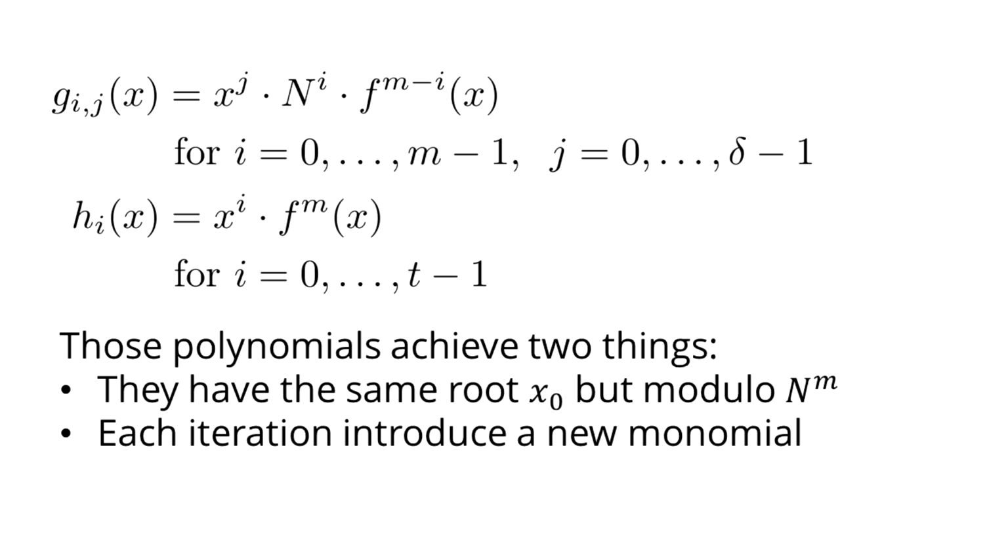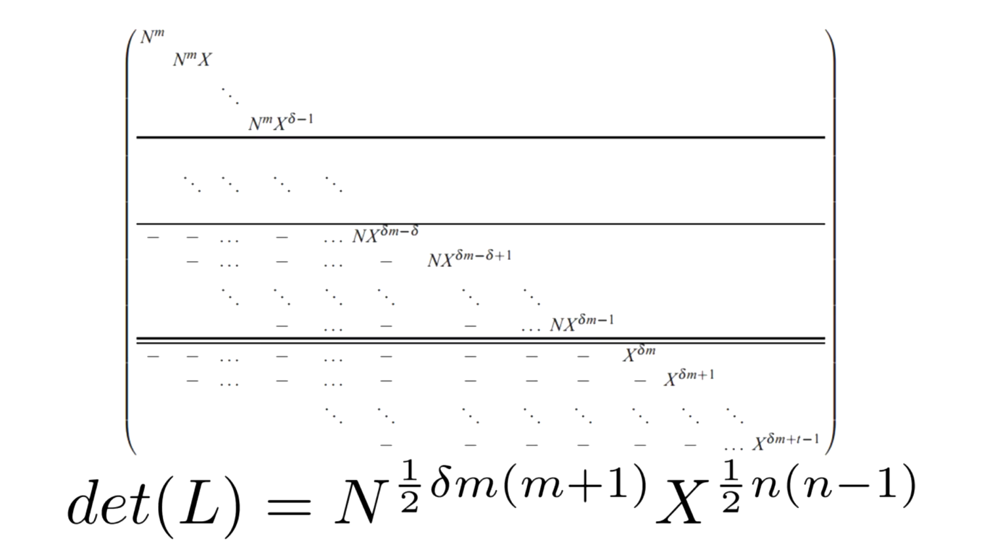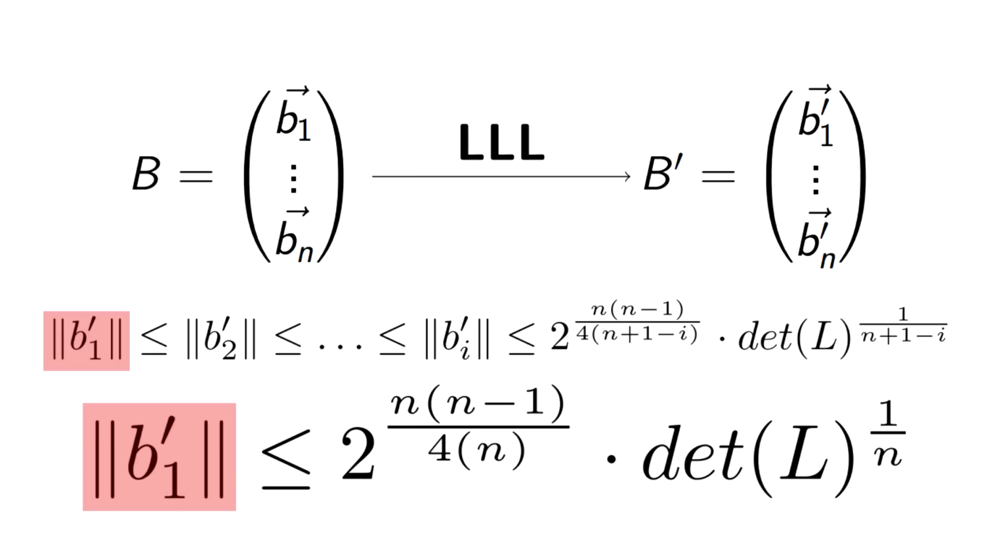First, they have the same roots, but they also introduce a new monomial. Each iteration of this series of polynomials introduces one new monomial. And so this is very useful, because when we insert all those polynomials into our matrix that represents the basis of the lattice, it will give us a triangular matrix. And now if we want to know the determinant of that matrix, it's just the product of all the terms of the diagonal, right? And as we've seen before, the determinant is the important part of the upper bound of our shortest vector after LLL.